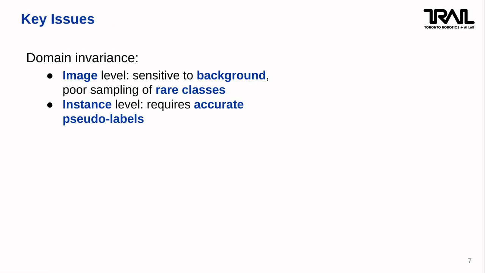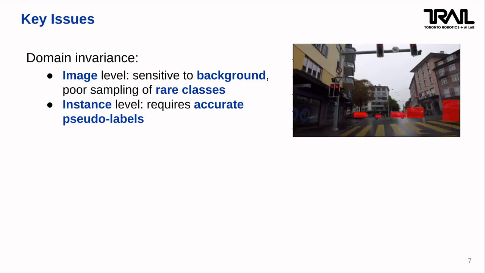However, we find that these methods are lacking. First, we find that domain invariance at both the image and instance level is flawed. On images, the background and common classes can dominate the loss, while at the instance level, the quality of the alignment is sensitive to the available target domain pseudo-labels. Note that in many driving scenes, the actual objects of interest may represent a small fraction of the image, and common classes will be overrepresented.